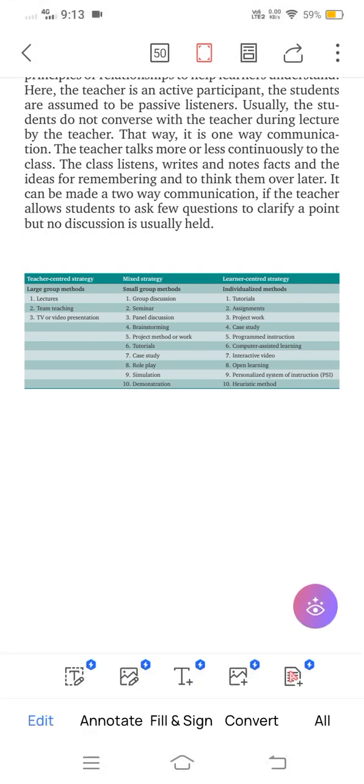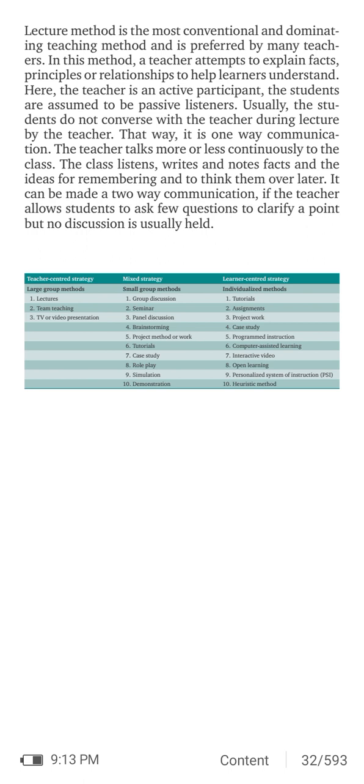Lecture method is the most conventional and dominating teaching method and is preferred by many teachers. In this method, a teacher attempts to explain facts, principles, and relationships to help the learner understand. Here, the teacher is an active participant. The students are assumed to be passive listeners. Usually, the students do not converse with the teacher during the lecture. That way, it is one-way communication. The teacher talks more or less continuously to the class. The class listens, writes, and notes facts and ideas for remembering and to think them over later.